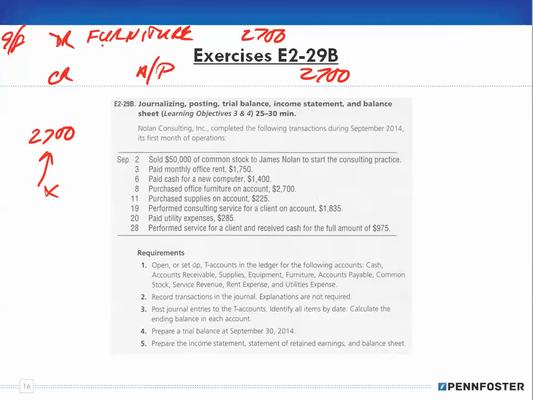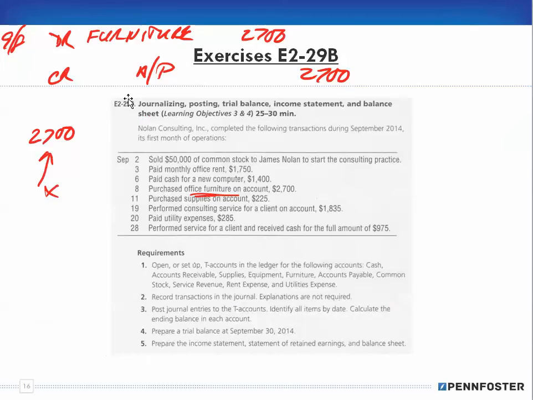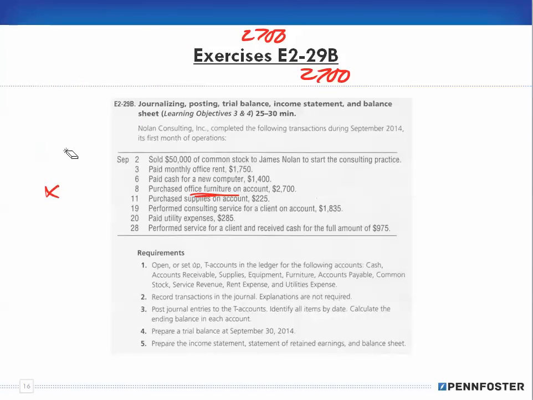No, it is not. You're looking at this transaction right here, and just because you see office furniture, you don't write a debit to office furniture. That is not one of the ledger accounts. Where on this chart of accounts do you see office furniture? You don't. You choose one of the accounts there, and that's furniture. So I would debit the furniture account. If you write office furniture, that journal entry is wrong, because you don't have an account for it. All right, 911.